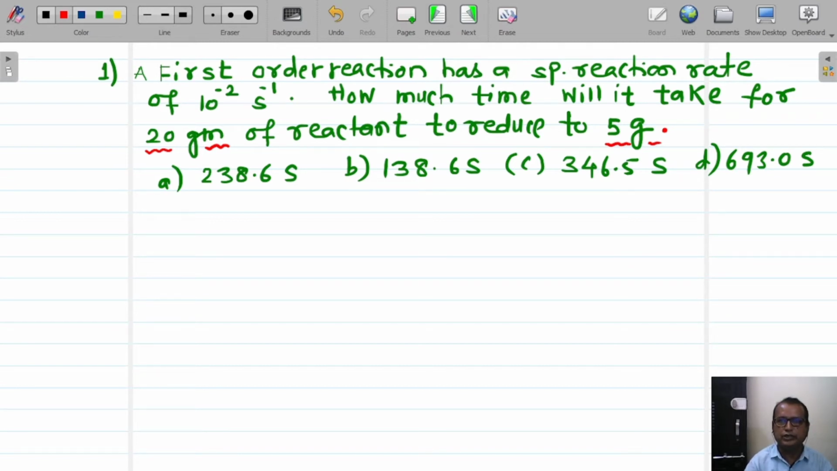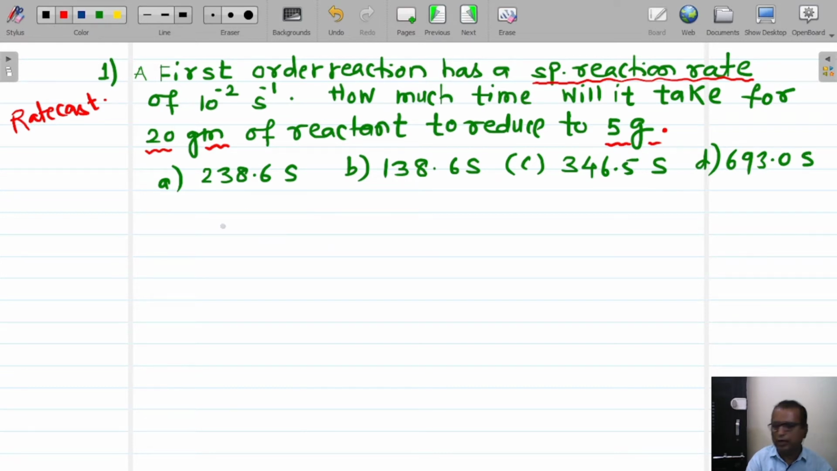And it is the specific reaction rate. Specific reaction rate means the rate constant is given to you, that is 10 raised to minus 2 per second. When the unit of rate constant is per second, you know that it is a first order reaction. How much time will it take for 20 gram of reactant to reduce to 5 gram? Okay.